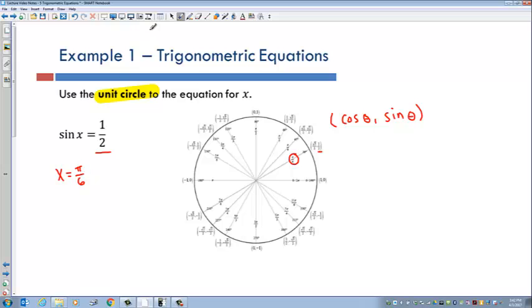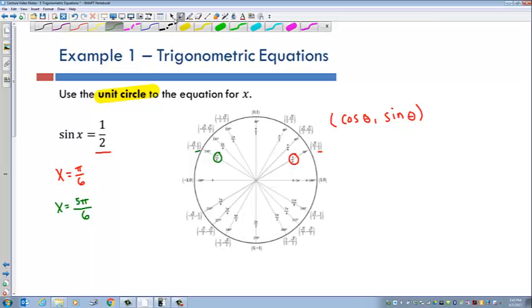And if you look carefully, you'll see there's actually one more answer. Over here, the output is also 1/2. And so a second answer would be 5 pi over 6, because that's that angle there. So x equals 5 pi over 6. And now if you think these are the only two answers, because you look around and you see there are no other outputs of positive 1/2, you'd be wrong, because there are more.